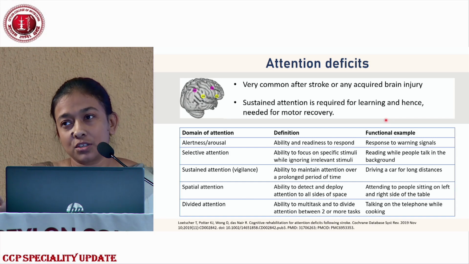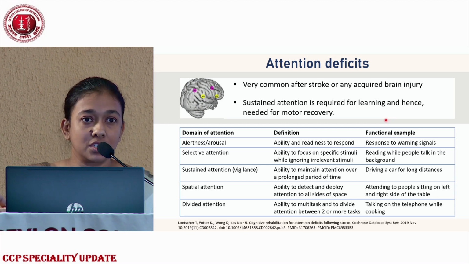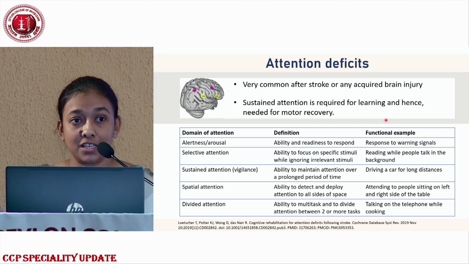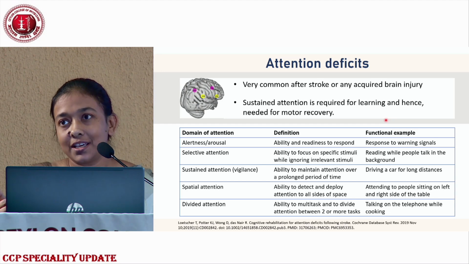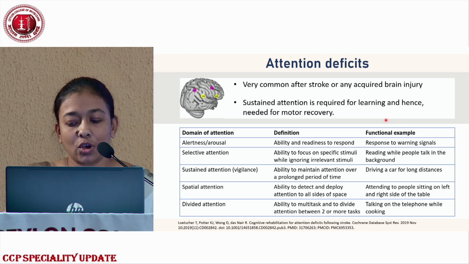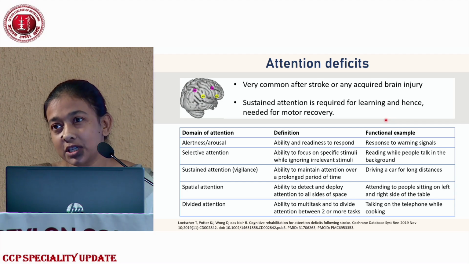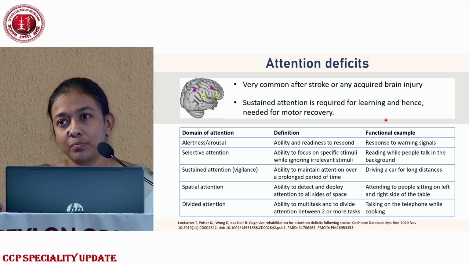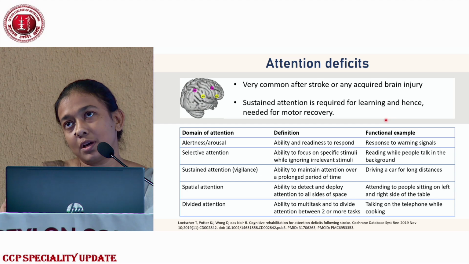The basic form of attention would be arousal, that is the ability and the readiness to respond. I'm sure all of you are alert right now. So we talk about alertness when we talk about consciousness. Selective attention is where you focus on something while ignoring the other stimuli.